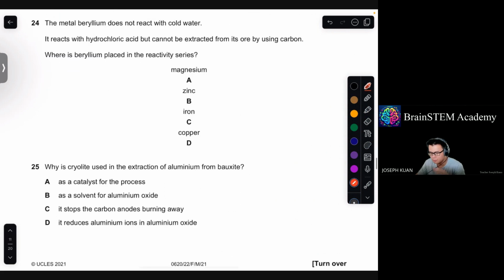Moving on to 24. The metal beryllium does not react with cold water. It reacts with hydrochloric acid but cannot be extracted from its ore by using carbon. Where is beryllium placed in the reactivity series?